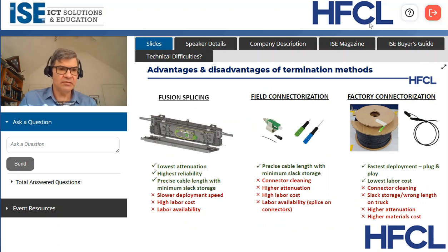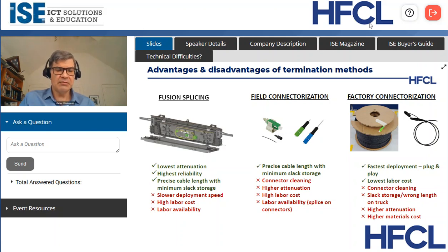What are the pros and cons? Fusion splicing is going to be the lowest attenuation and highest reliability, and you'll be able to do a precise cable length with minimum slack storage. But it's going to slow down your speed, it's going to raise your cost, and it raises a concern with labor availability because fusion splicers are typically highly trained and highly paid.